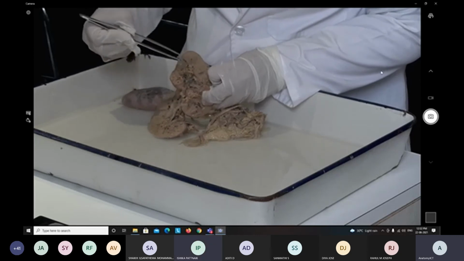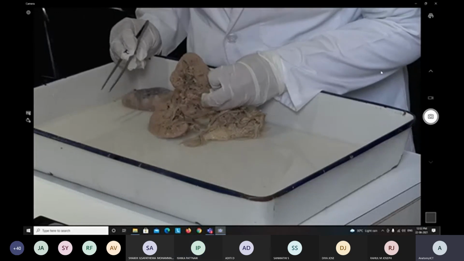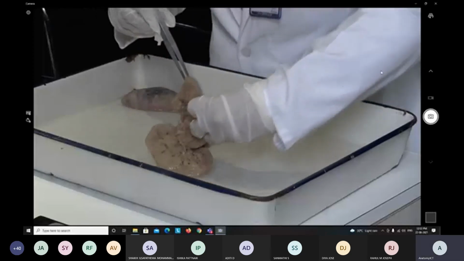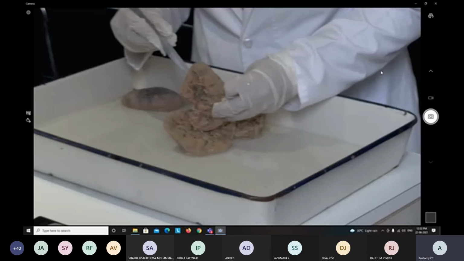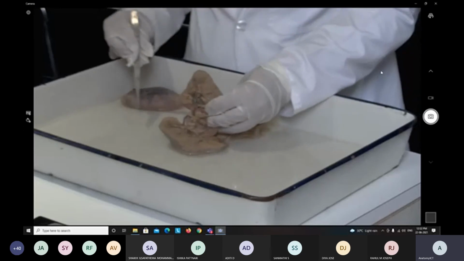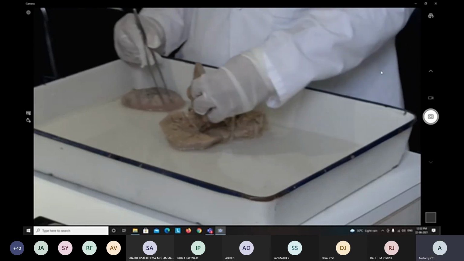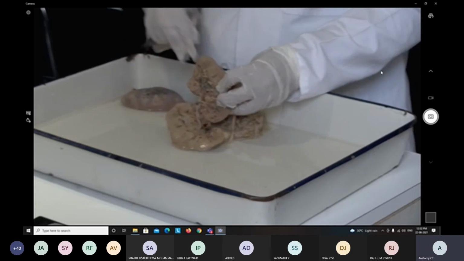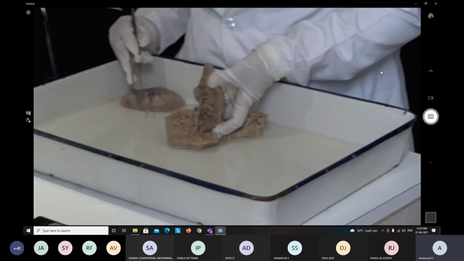Ma'am, can't hear you properly. Yeah, there's a construction going on. So I'll just show you. It's blurred also, no? Now, is it blurred?